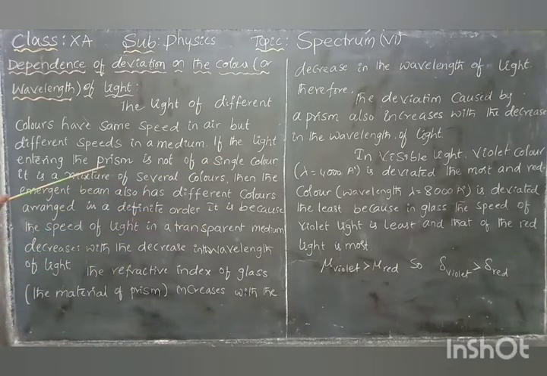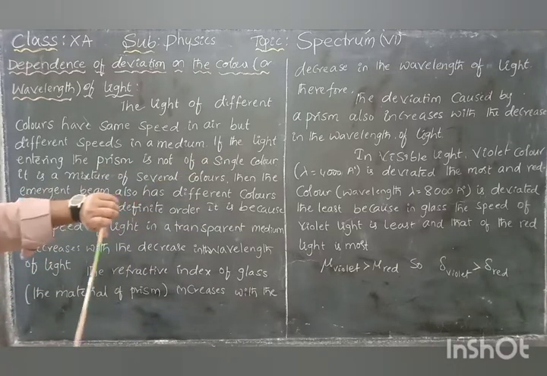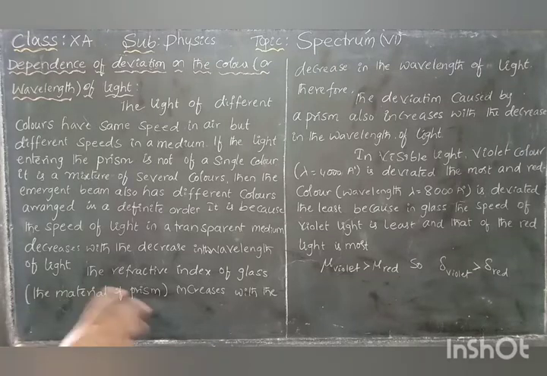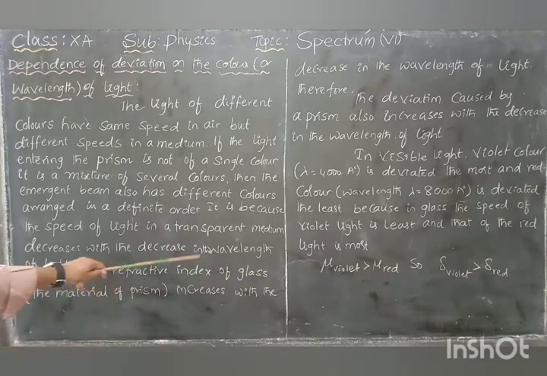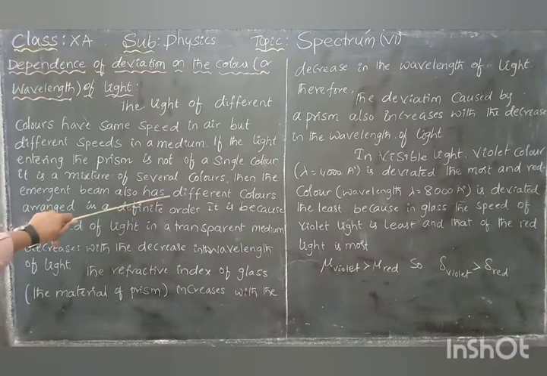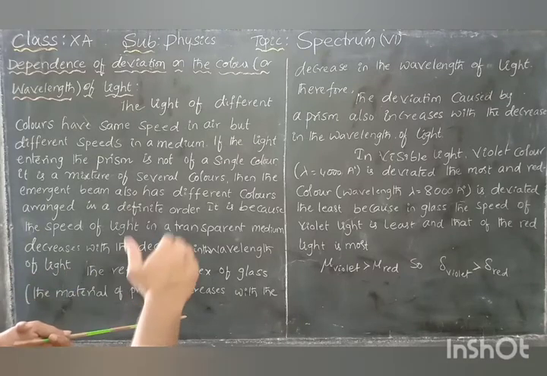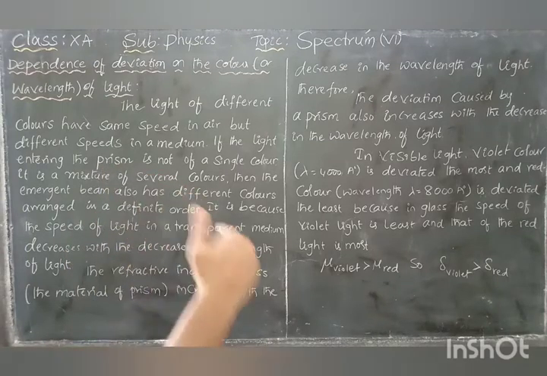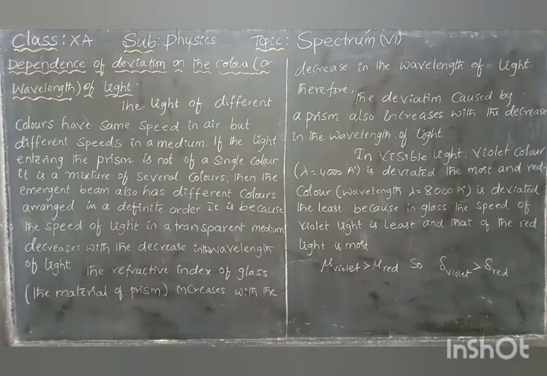If the light entering the prism is not of a single color, it is a mixture of several colors, a combination of a number of colors. It is not monochromatic light, it is white light. Then the emergent beam also has different colors arranged in a definite order. Whenever white light is passed through the prism, if you place a screen at the other face of the prism, you will see different colors in a specific order.